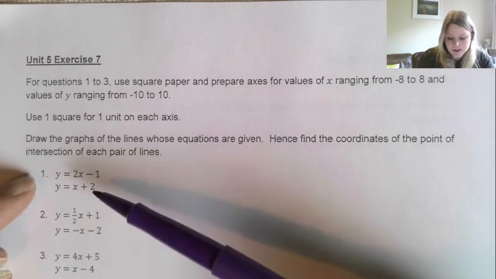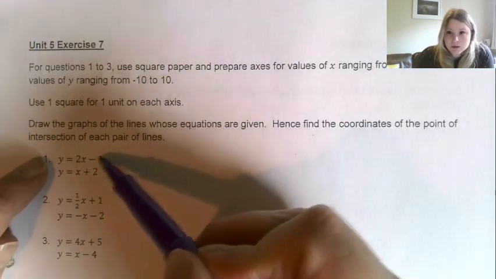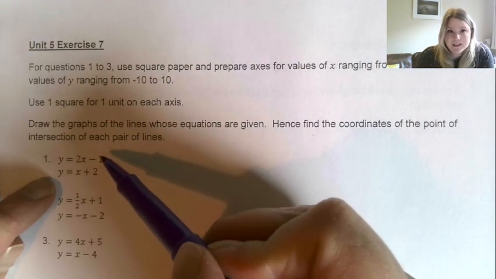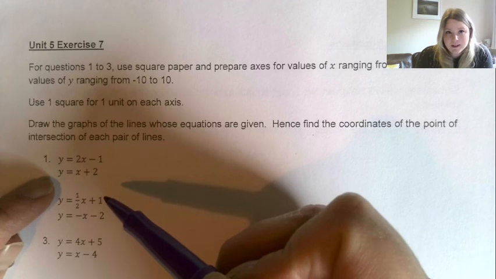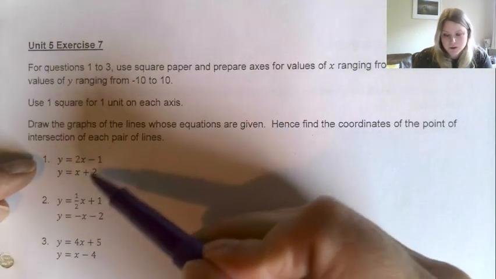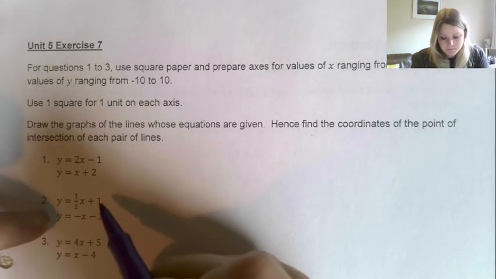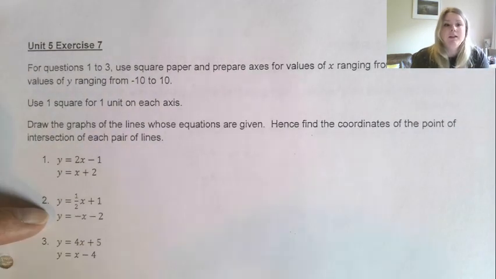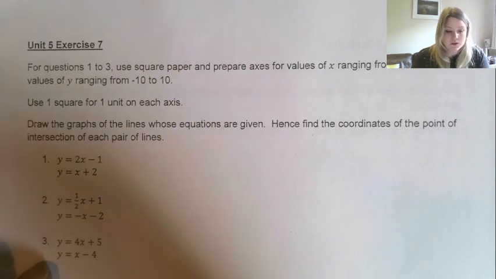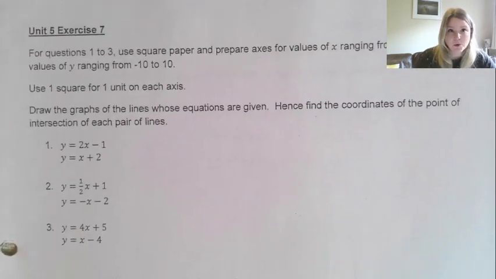Now, for each of these questions, what you need to do is draw both of these lines on the same set of axes, and you should find that they cross somewhere. All I want you to do today is to draw the lines, okay? So draw these two on one set of axes, then draw a new set of axes and draw these two on it, then a new set of axes and draw these two on it. Don't be trying to do them all on the one thing, it'll ruin the whole point.